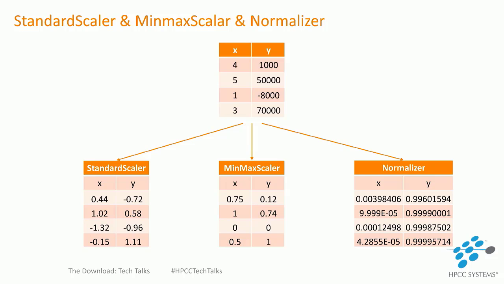And you could use the normalizer if you want to normalize using the L1 norm, which normalizes to the sum of the absolute values of each row, or the L2 norm, which normalizes to the square root of the sum of squares. You could also normalize using the L infinity norm, which normalizes to the maximum absolute value of each of the rows. So those are the three tools currently at hand for scaling your data.